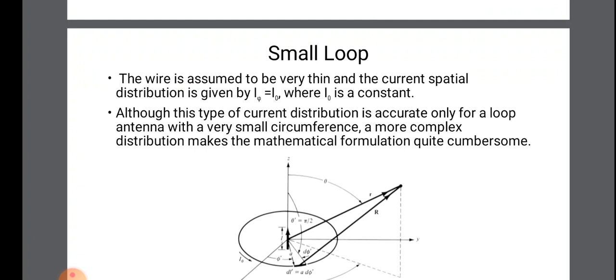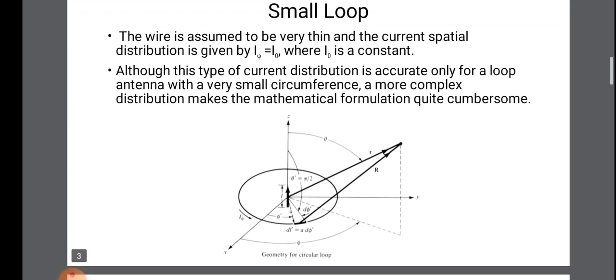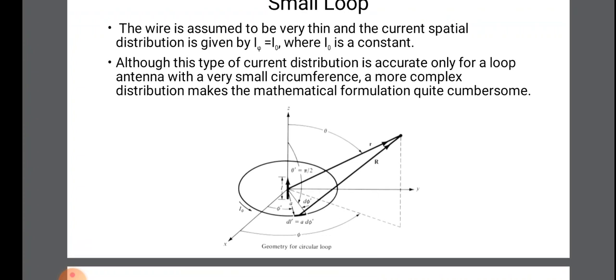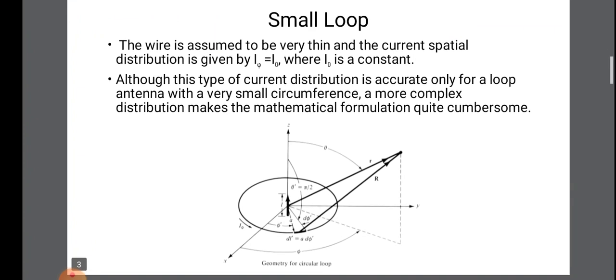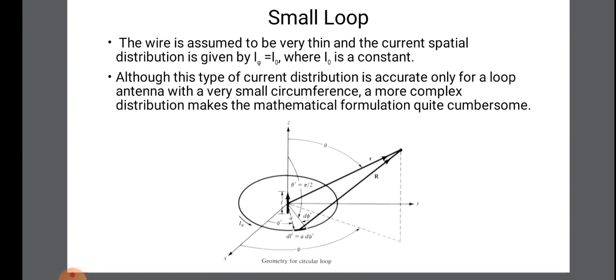If the current at each and every point along the wire of the loop antenna is constant, like here we are saying that I phi is the current through the thin loop, and that is equal to I naught, which is a constant quantity. So in a small loop, the current at every point is going to remain uniform, the same.